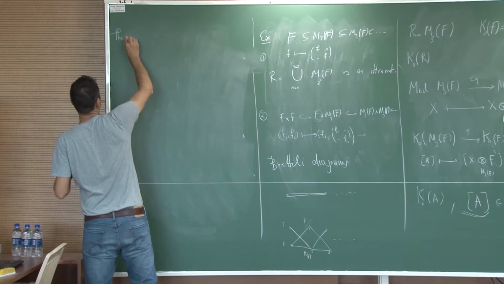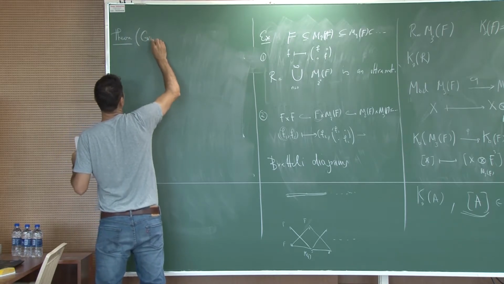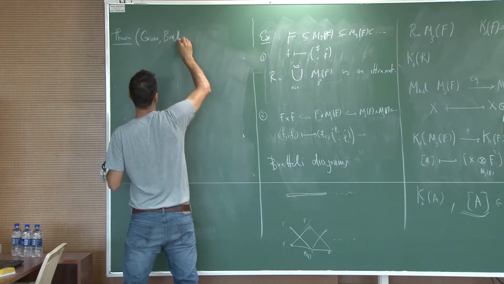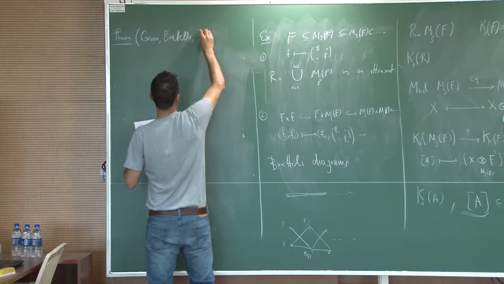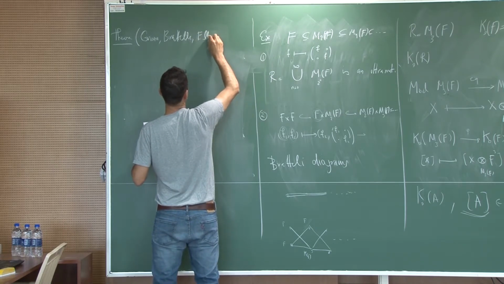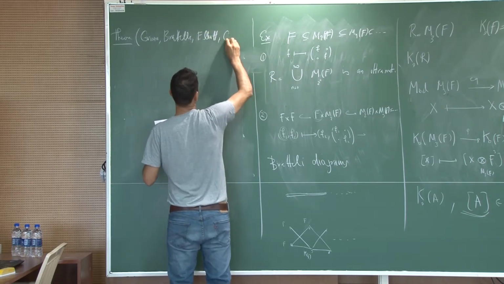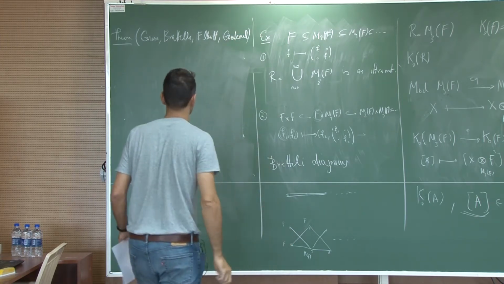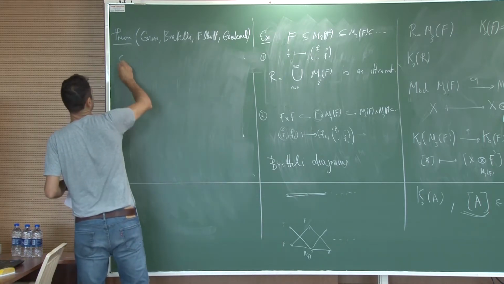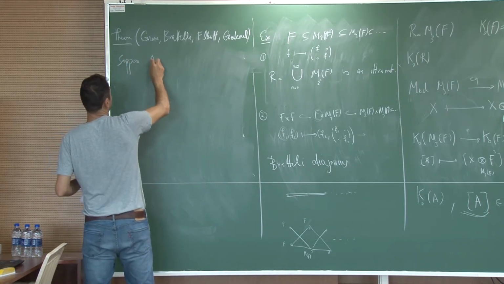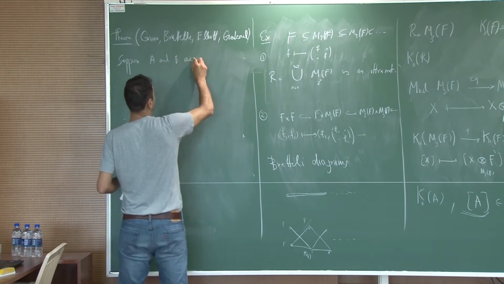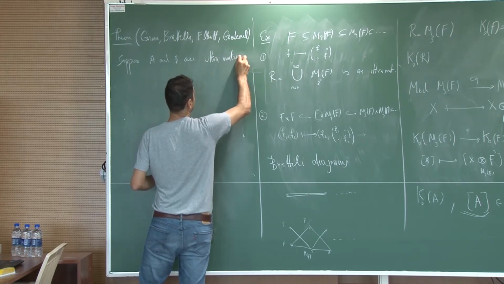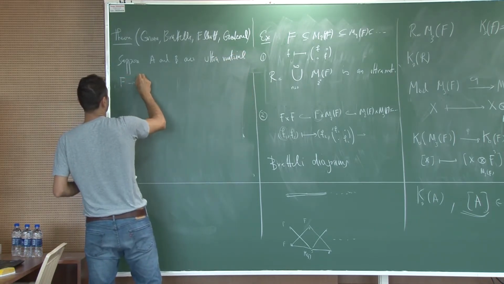So theorem, Green. Suppose A and B are ultramatricial F algebras.